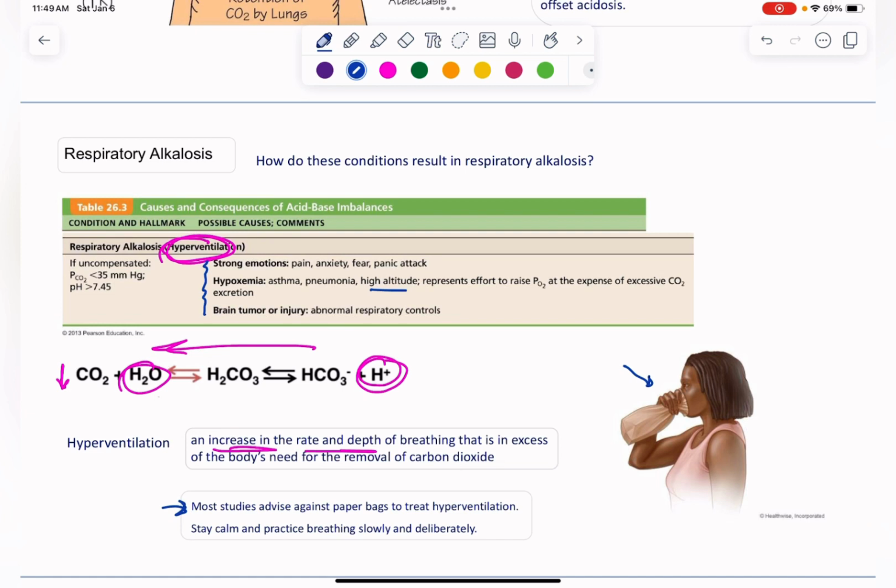Why would it be helpful to breathe into a bag? Well, it'd be helpful because you're breathing CO2 out, but you're also breathing that CO2 in. So it works to elevate CO2 levels, shift this equation to the right, and get those hydrogen ions back where they need to be. But instead of breathing into a bag, I guess the more preferable thing to do is to stay calm, stay deliberate, try to calm yourself down, and breathe slowly.